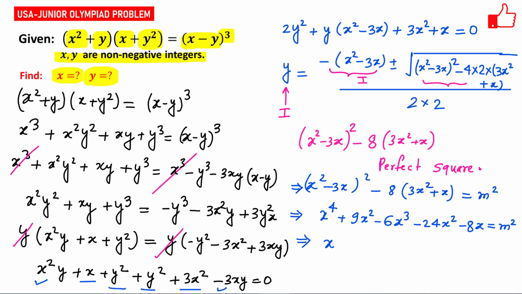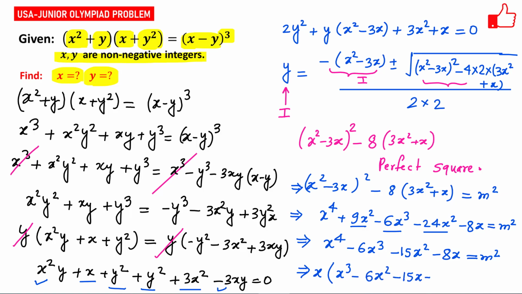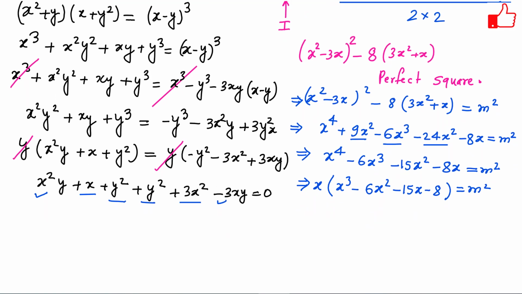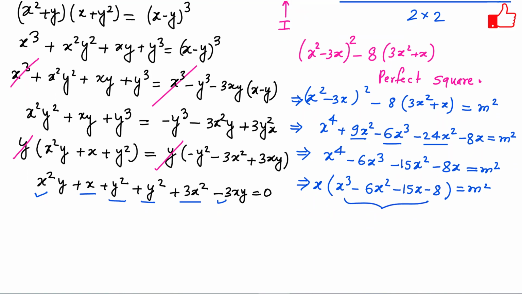Now let us take terms together. So we will have x⁴ and then minus 6x³, and the term of x², here I have 9x² and here I have minus 24x². This means this is equal to minus 15x² minus 8x, and this is equal to m². Now I can take x common, so this becomes x(x³ − 6x² − 15x − 8), and this is a perfect square.